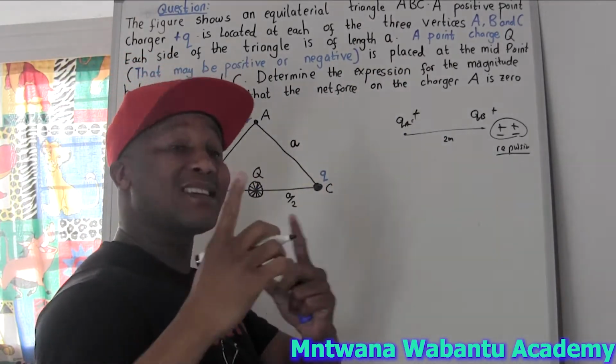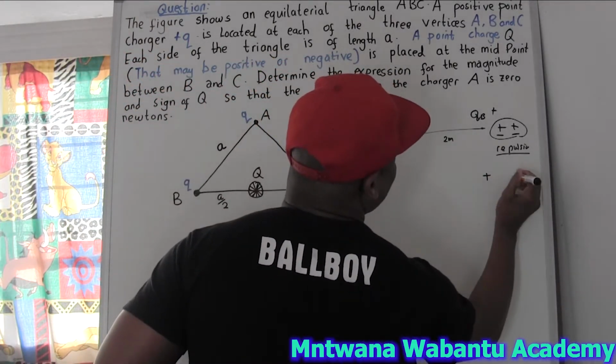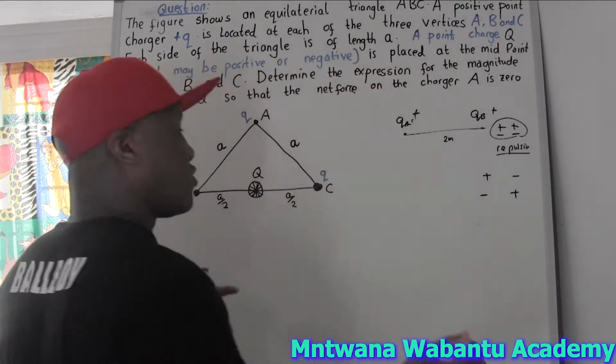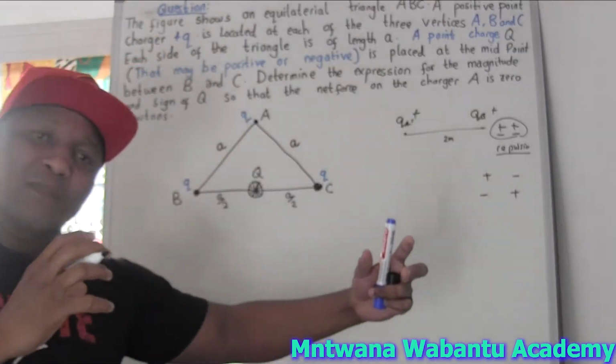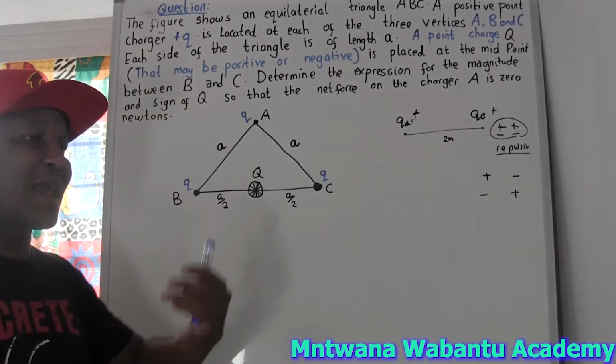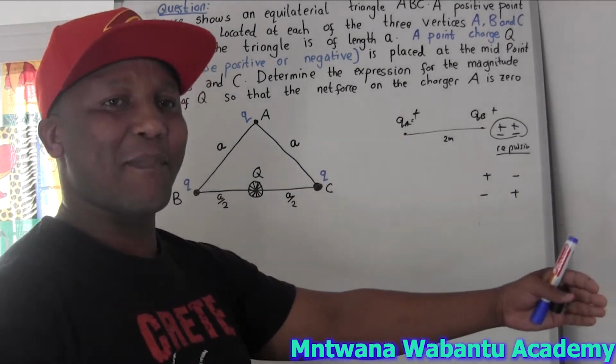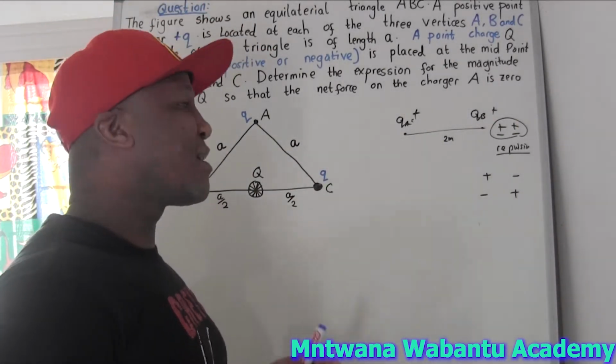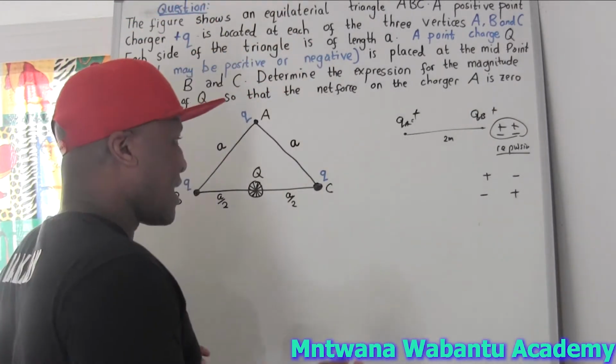But when the signs are different, if this is plus and this is minus, or minus and plus, those charges are going to attract one another. It's going to be a force of attraction, just like a male and female. It's easy for them to get married, you know what I'm saying?